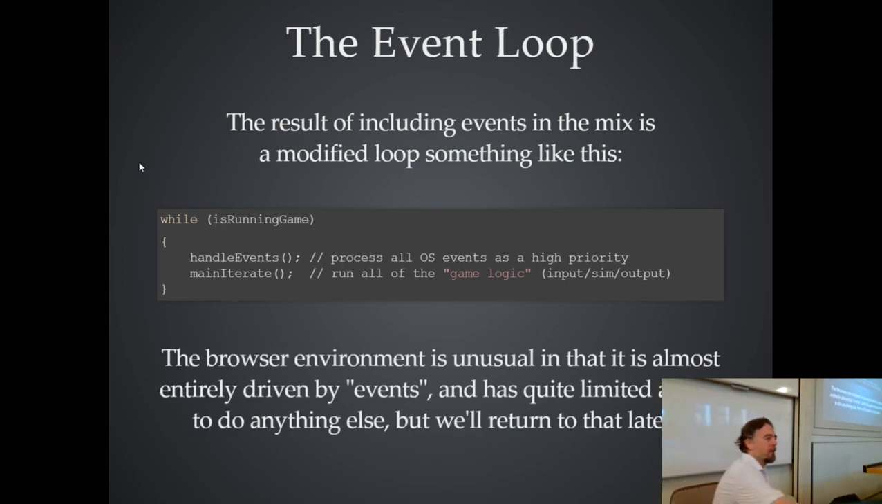But what's interesting about the browser is that in the browser, almost all of your inputs come in the form of events. You can't really do things like just reading the state of the keyboard. It's not the way it works in the browser. You don't say, is the Y key down right now? What happens instead is when the Y key is pressed, you get a Y down event, and when it's released, you get a Y up event, and you just have to track those that way. That's kind of how it all works.